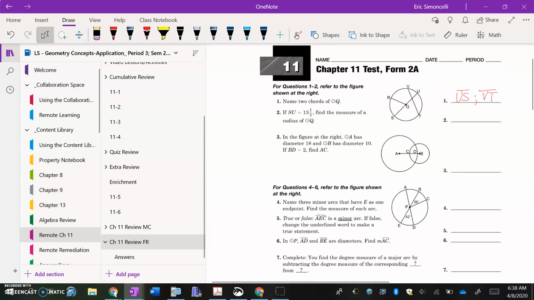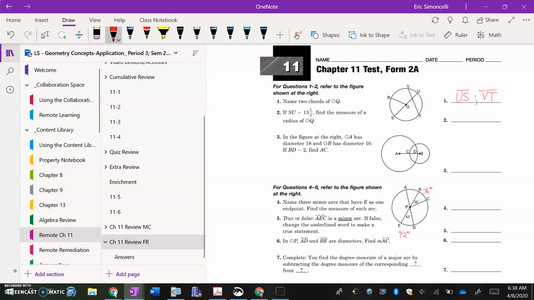Number 4. Refer to the figure shown at the right. Name 3 minor arcs that have E as one endpoint. Find the measure of each arc. So what I typically like to do with these questions is frame it so that if you know the central angle, you also know the respective arc that is created by it. So that arc BC, which is a minor arc, is 36. This arc ED is 42. And you can fill in the rest.